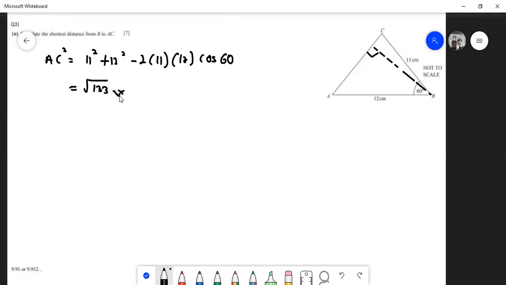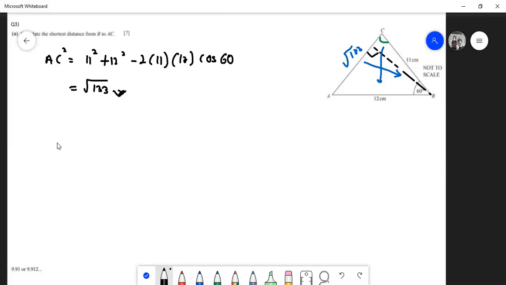I'm going to leave it in surd form because I need to carry this answer to the next step. For the next part, I'm going to find this little angle here. If I find this angle, it's going to solve all my problem. How can I find that angle? If you look at my blue cursor, for this green angle, this is my opposite. And for the new length that we found, root 133, this is going to be my opposite. So we're going to use the sine rule to solve this.